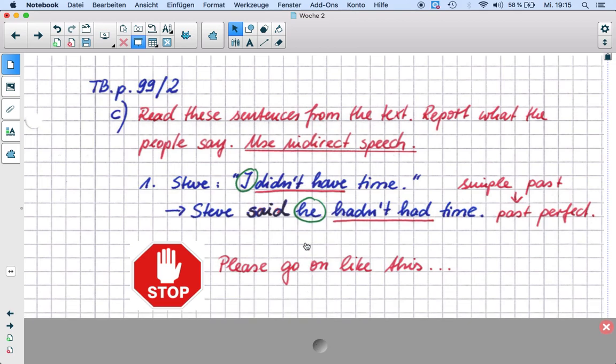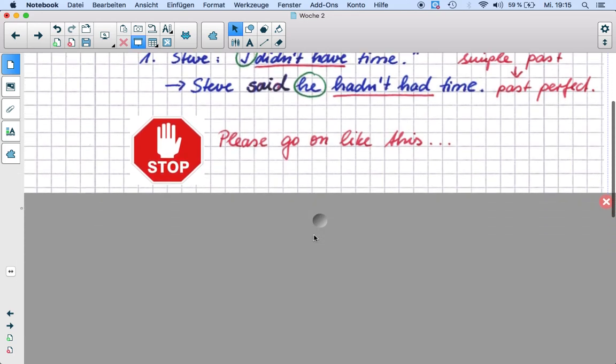So in your book, there are more sentences given. I want you to write them down like this and also write down the indirect speech sentences, and please also underline the tenses and everything else that changes.